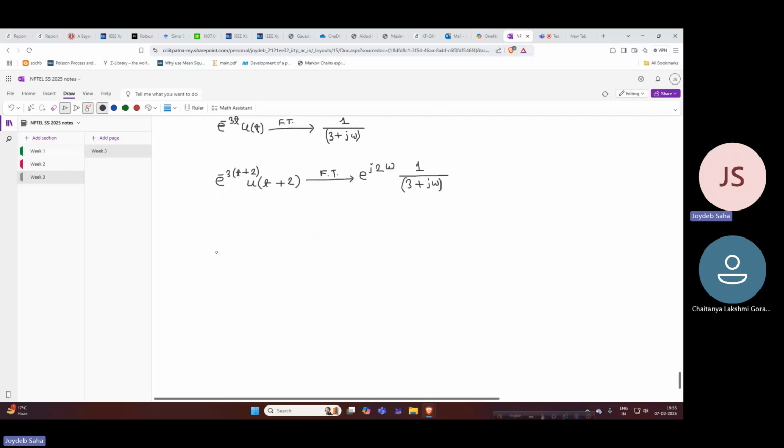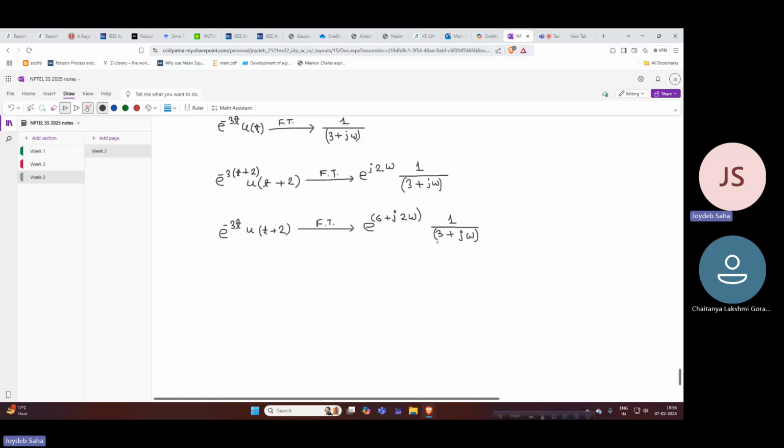Okay, now can we write e to the power minus 3t u of (t plus 2), its Fourier transform is e to the power 6 plus j 2 omega multiplied by 1 upon (3 plus j omega). Here we will get e to the power minus 6, so it will come here. Can we write it? Yes, we can write, right?